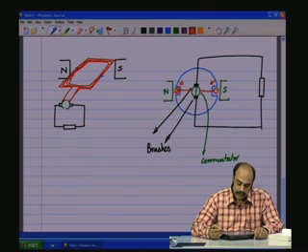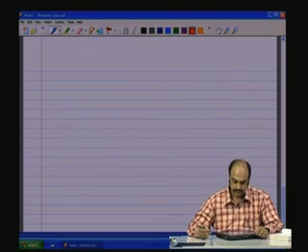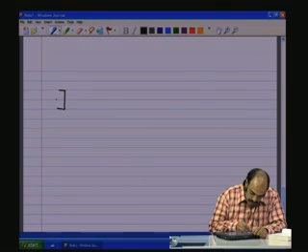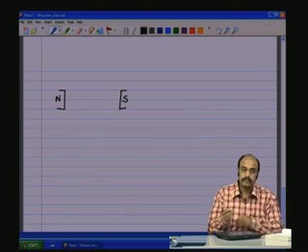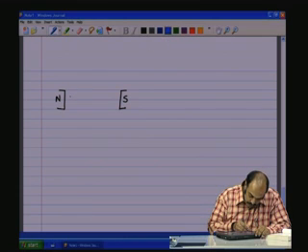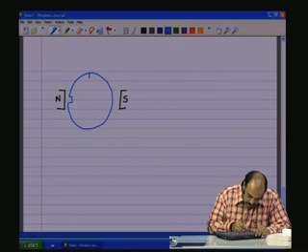Now, let us have a look at the machine which is having 4 coils. So, let us have, as usual, the north pole and the south pole. Let us have a core with 4 slots. Let us first have a circular core, and to the circular core we shall have 4 slots.